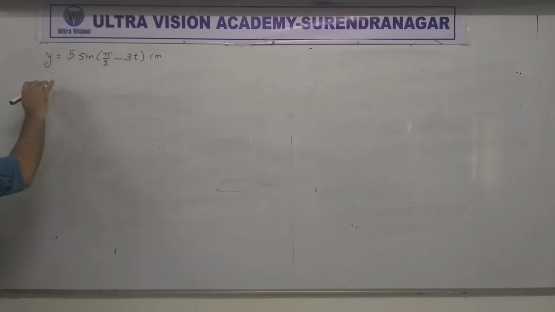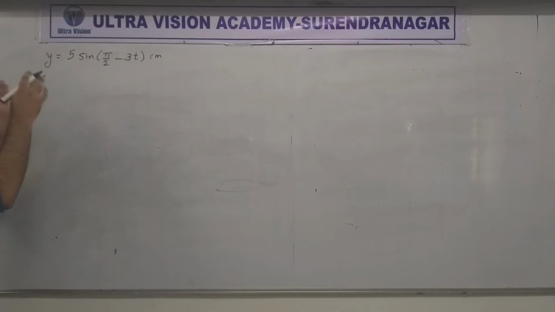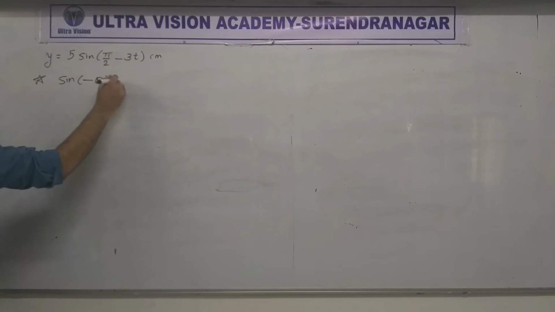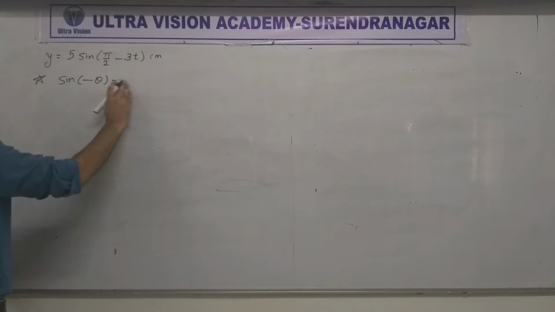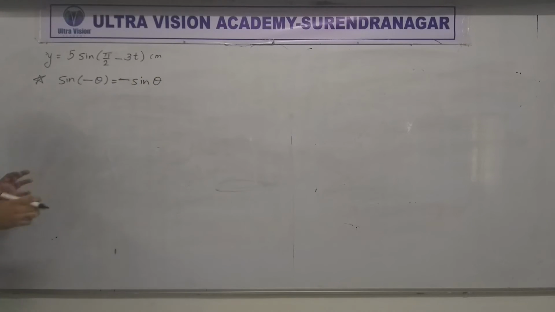Sine does not follow the same property. There is another property of sine that might be useful for us sometimes. So let me write it. It's not useful here, but it will be useful in some other equation. The property of sine is this. Sine of minus theta is not sine theta, but is minus sine theta. This is opposite behavior compared to cos.